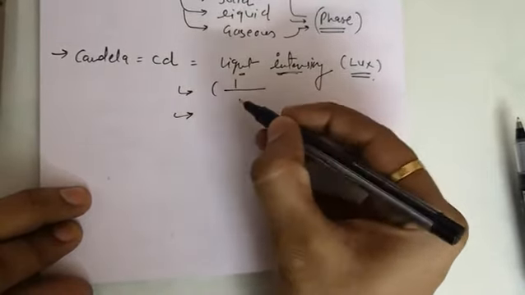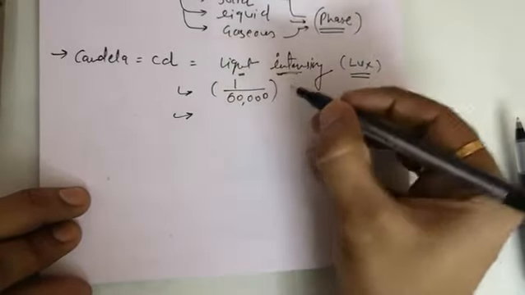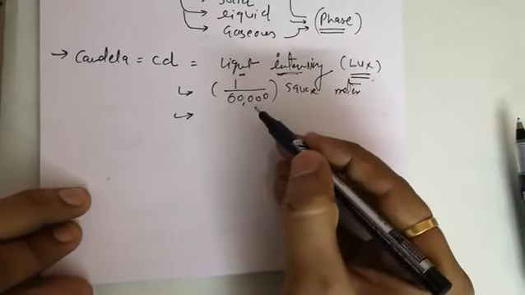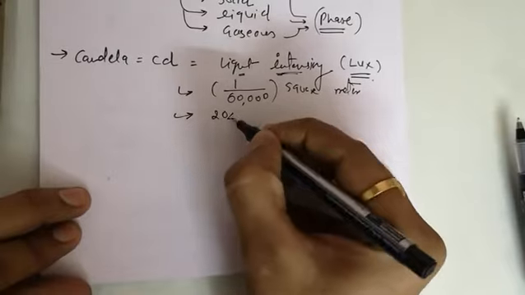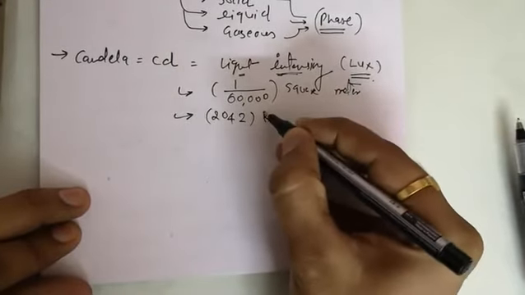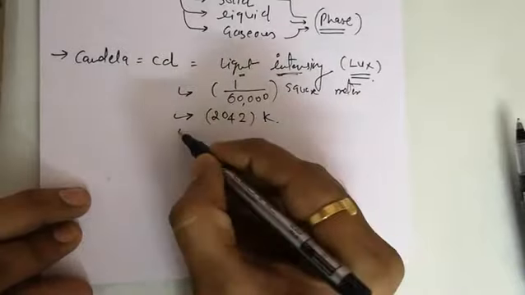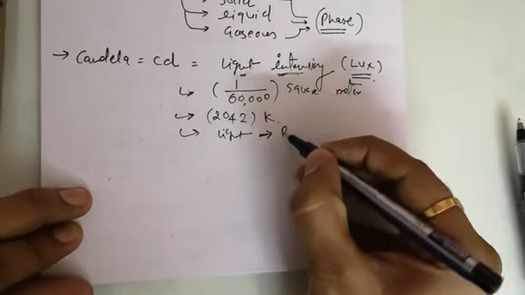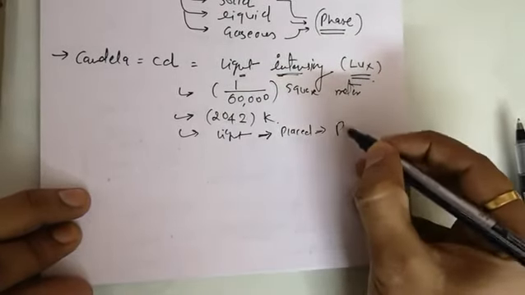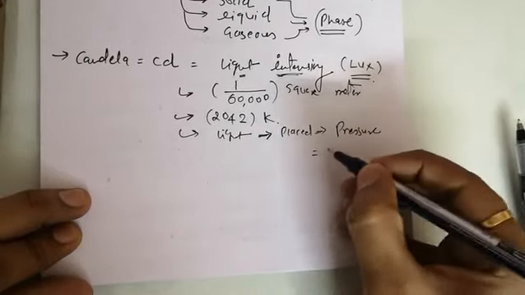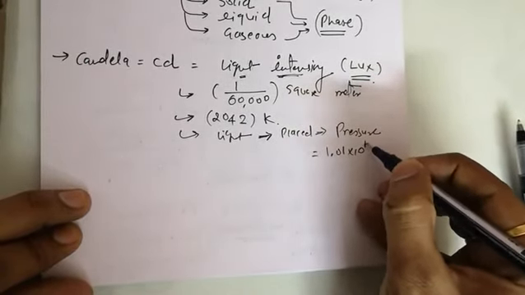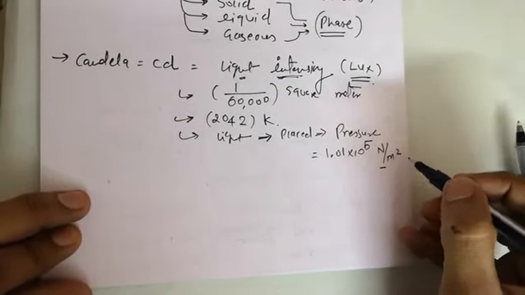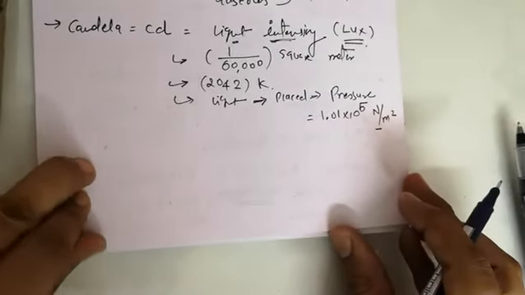Let's say I have a room of this much square meter. So into the area of 1 divided by 60,000, a very small area, and this much temperature, candela, and light can be placed at a pressure of 1.01 times 10 to the power 5. Again, I am using this unit of pressure, Newton per meter square, or it is called a Pascal. We will go into depth of it in later clips.